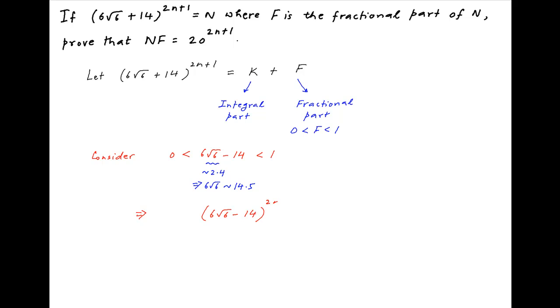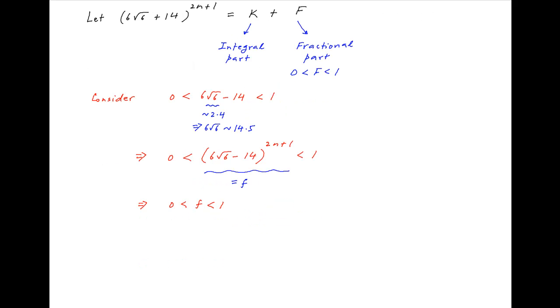Now, a proper fraction raised to the power of an integer is also a proper fraction. Therefore, (6√6 − 14)^(2n+1) is greater than 0 and less than 1. Now, let's denote (6√6 − 14)^(2n+1) by small f. Therefore, small f lies between 0 and 1.